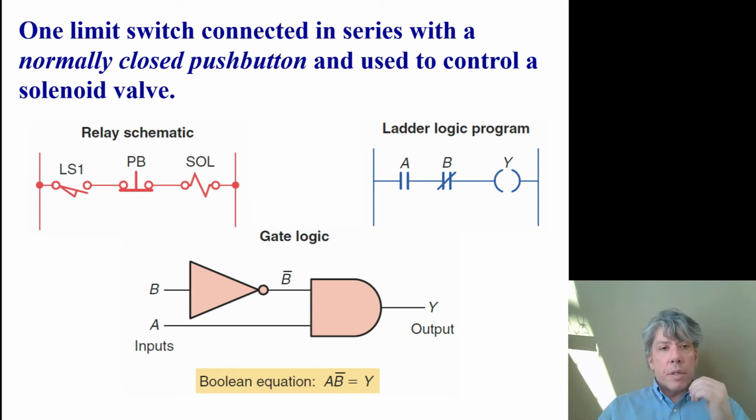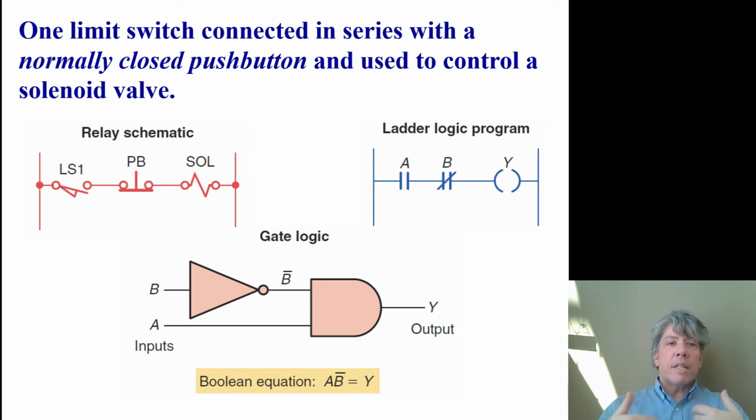So the Boolean equation is A and not B equals Y. The gate version of this, we've got to take B, invert it, and tie that in with A to an AND gate, and the output Y is then calculated. The only problem here is that if you were trying to wire up an equivalent ladder logic program to this relay schematic, remember that the push button would be naturally passing power.